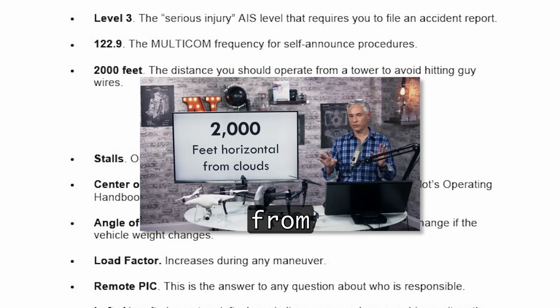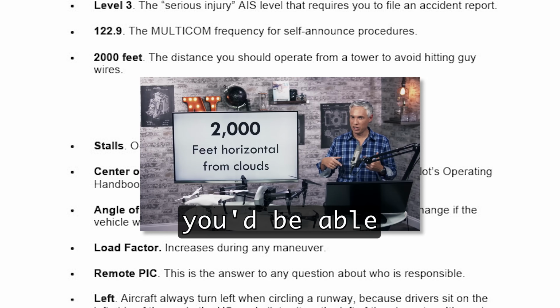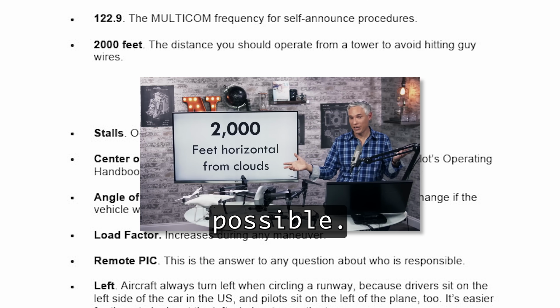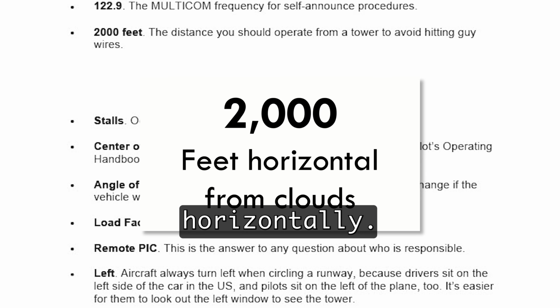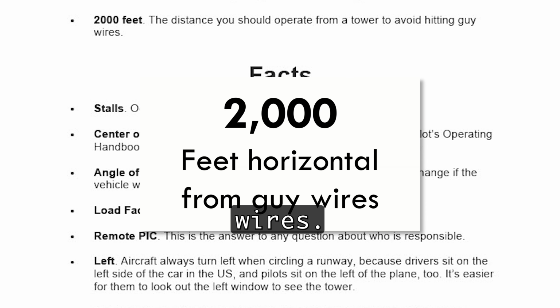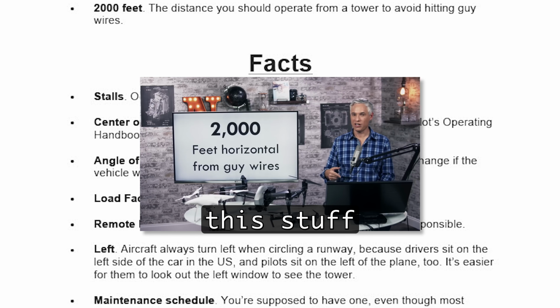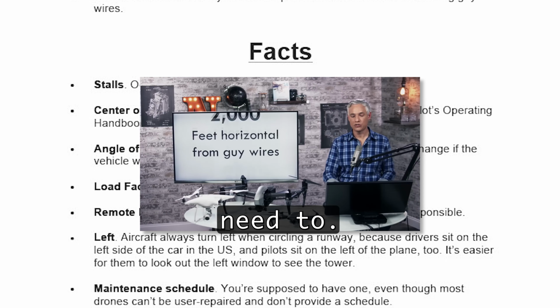Horizontally, you have to stay away from clouds too. I guess there would have to be a cloud in the altitude that you'd be able to fly. Let's say there was cloud cover at 300 feet. That's possible. You'd have to stay 2,000 feet away from it, horizontally. You'd also have to stay 2,000 feet away from guy wires. I know, I'm throwing a lot of numbers at you. I'm doing it fast. You're probably gonna have to watch this stuff more than once to absorb it. That's okay, take your time, go through it as many times as you need to.